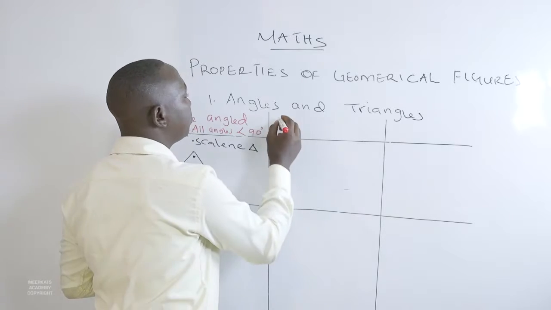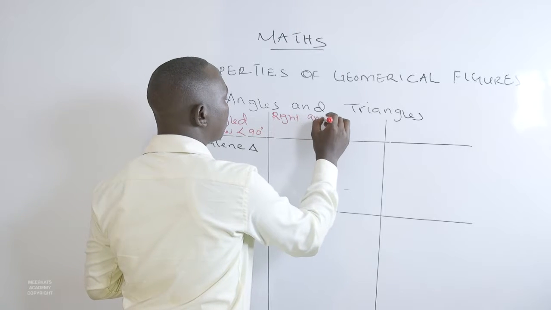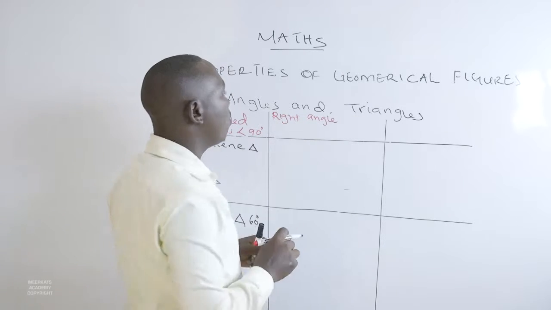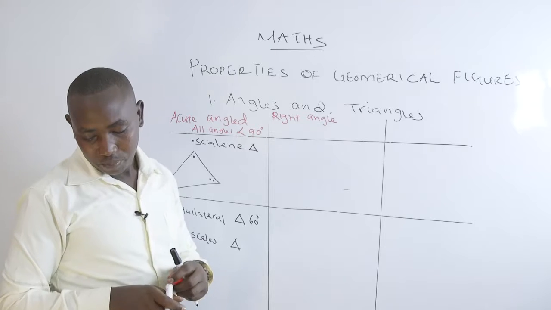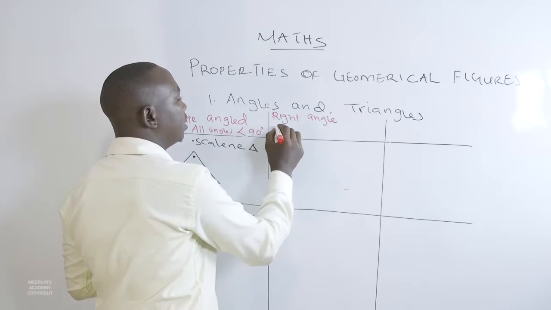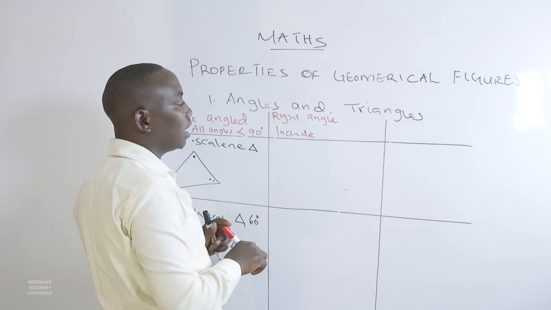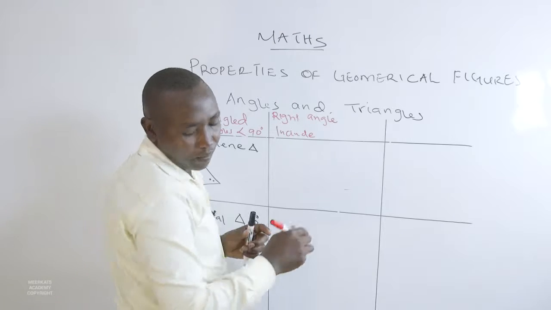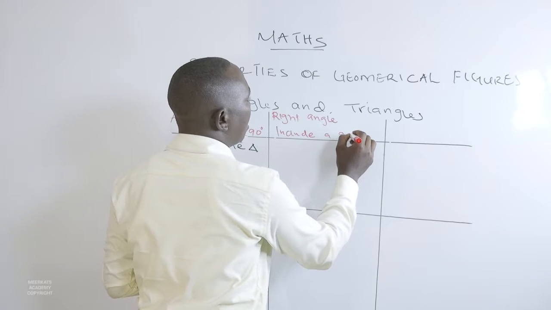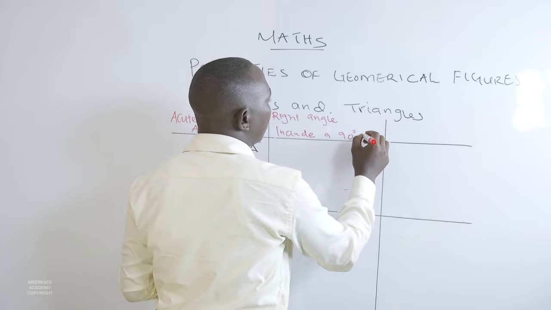Right angle triangles: for these right angle triangles, they include one angle which is 90 degrees. It includes a 90 degree angle.